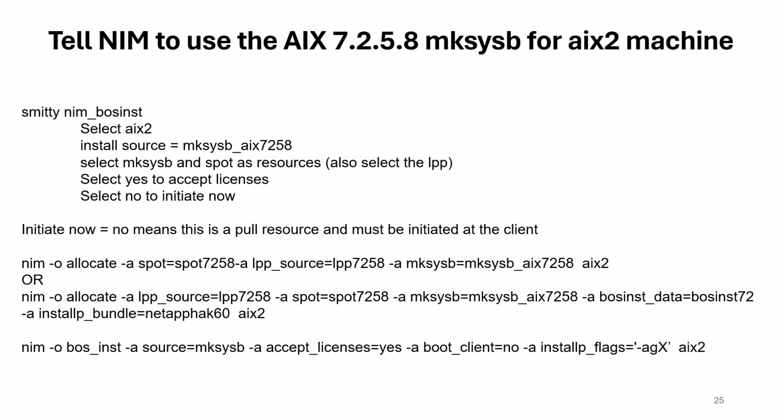I'm telling it the source is the mksysb, to accept the licenses, and do not boot the client. Why I do that is because I want to have everything set up, and then I'll boot the client into SMS mode myself, and I will monitor the actual installation as it goes. So this is setting it up for what I call a pull install. If I had boot_client equals yes, it would be a push install, and it would try to immediately reboot the client to do the installation.